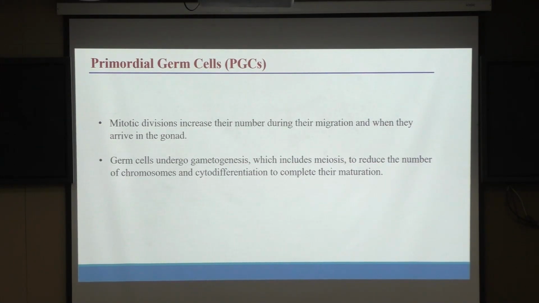Now these germ cells undergo gametogenesis, which includes meiosis, to reduce the number of chromosomes, as well as cytodifferentiation. No need to take all these things, I'll let you know which are the important things. Okay, fine. So the only thing is that during this migration, the cells undergo mitotic divisions.